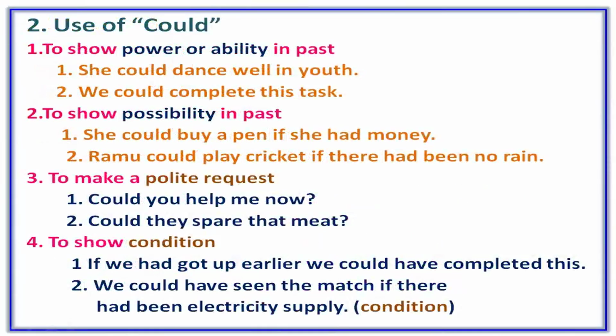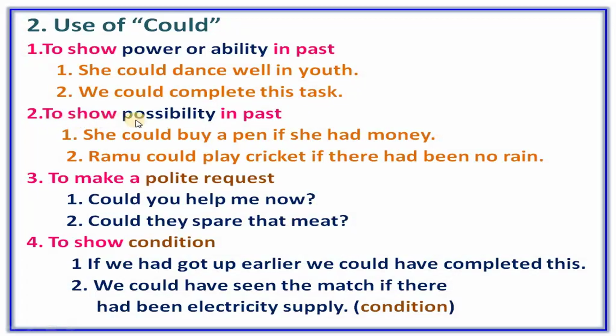Use of could. When can we use could? See, here some rules are there. First, to show power or ability in the past. When we need to show power and ability in a past happening, then we can use could. She could dance well in youth, but not now. It's a past event. We could complete this task. So it's also a past event.